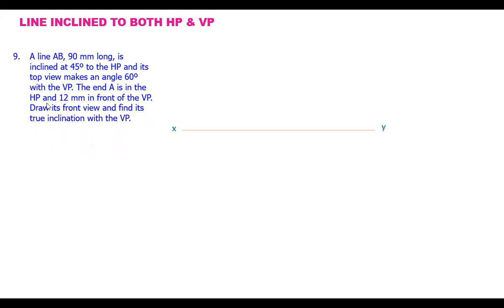And A is in HP, so A dash on the reference line, 12 mm in front of VP, so A dash is marked. Next, 90 mm long, right? And its true inclination with HP is given. Assume that the line is parallel to VP. We see the true length in the front view at true inclination. So at 45 degrees angle, we draw a line here, right? Which is of 90 mm length. A dash B1 dash, we call it.